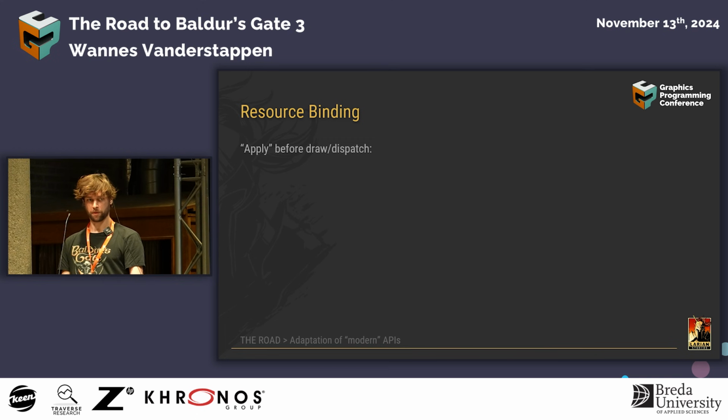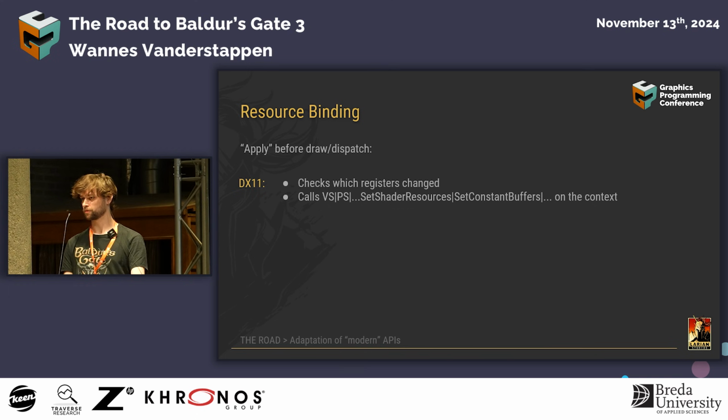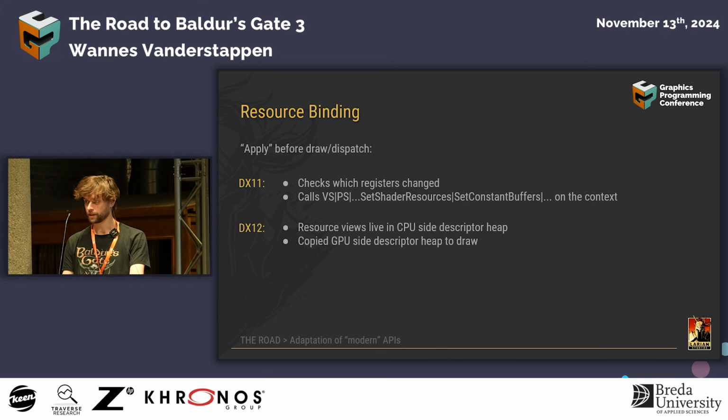Then we have an apply call as well before drawing. For DirectX 11, this then checks which registers changed. It then calls vertex shader, pixel shader, and so on, set shader resources or set constant buffers on the context. For DirectX 12, our resource views live on the CPU side descriptor heap, and they are copied to the GPU side descriptor heap right before drawing in the right order, so it matches the root signature.